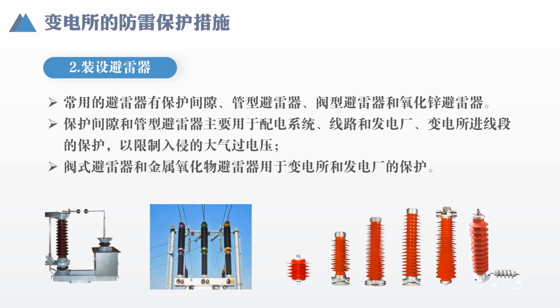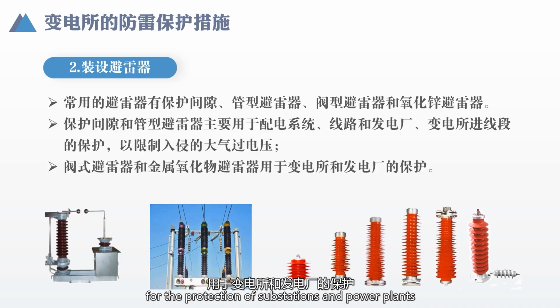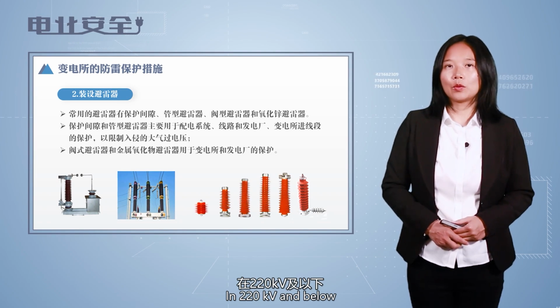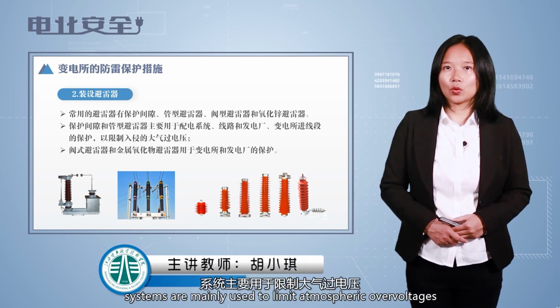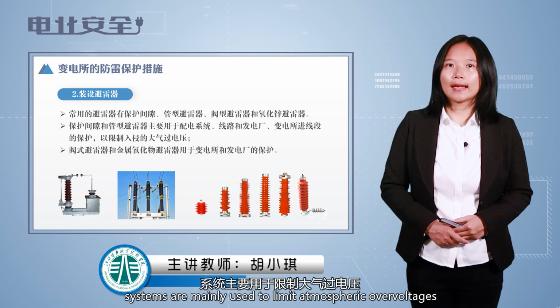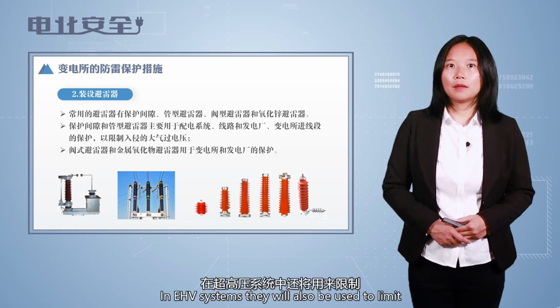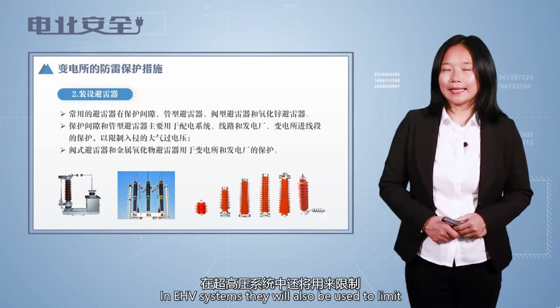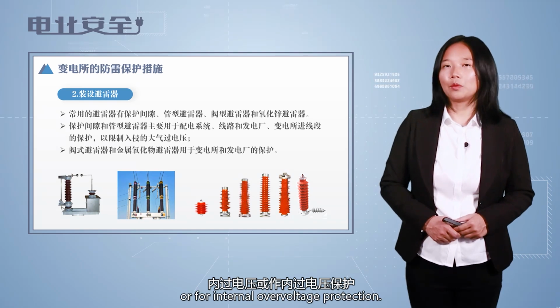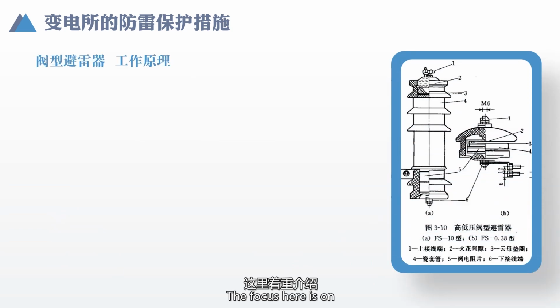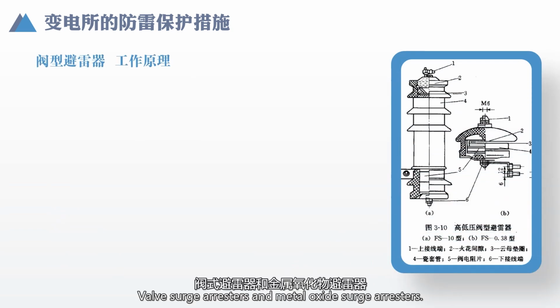Valve-type surge arrestors and metal oxide surge arrestors for the protection of substations and power plants in 220 kV and below systems are mainly used to limit atmospheric overvoltages. In EHV systems, they will also be used to limit internal overvoltage or for internal overvoltage protection. The focus here is on valve surge arrestors and metal oxide surge arrestors.